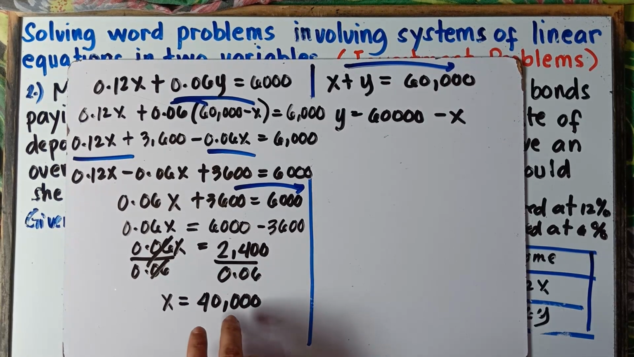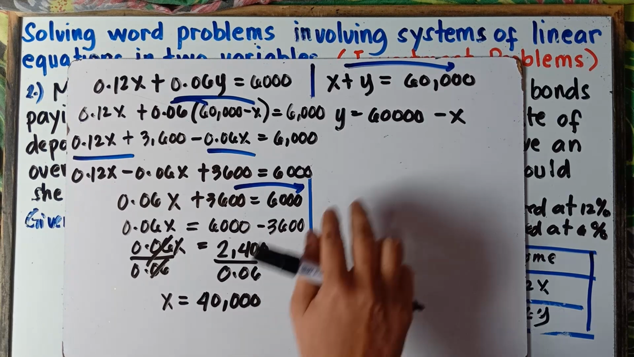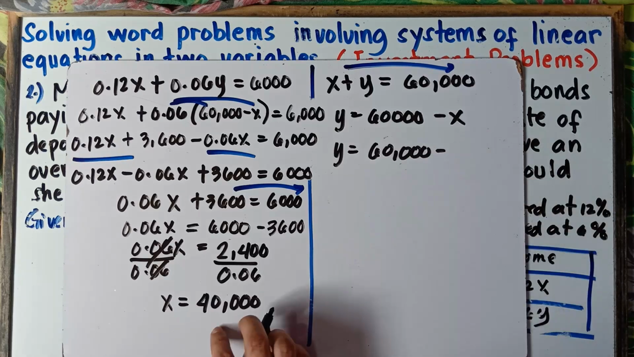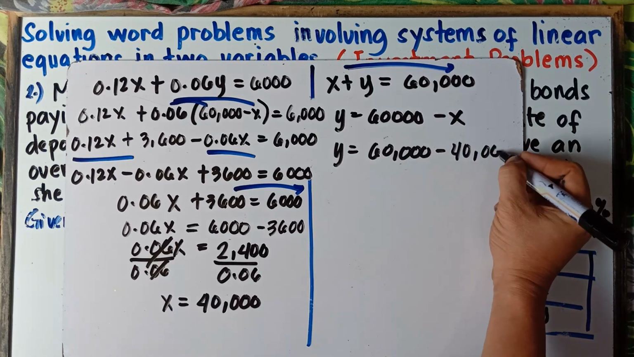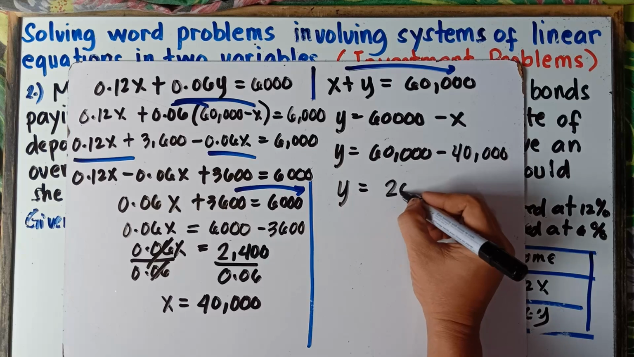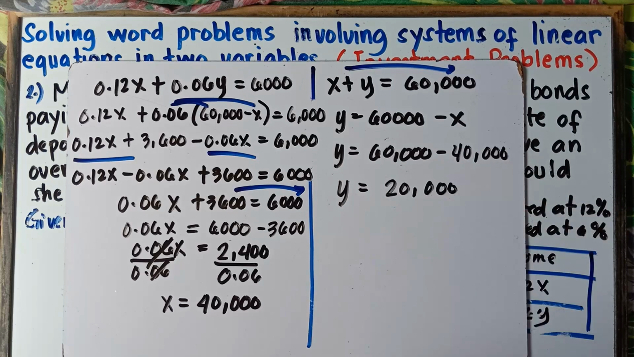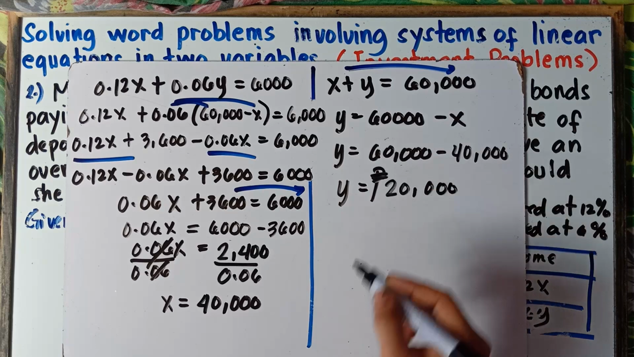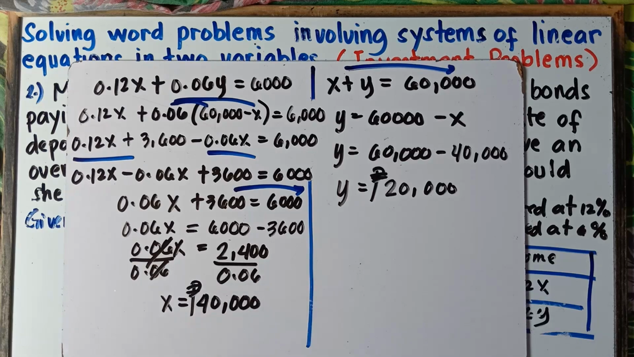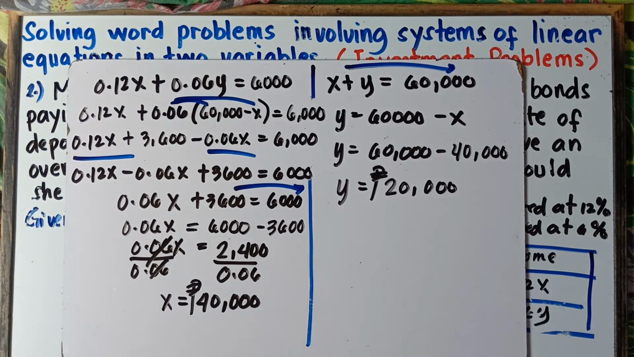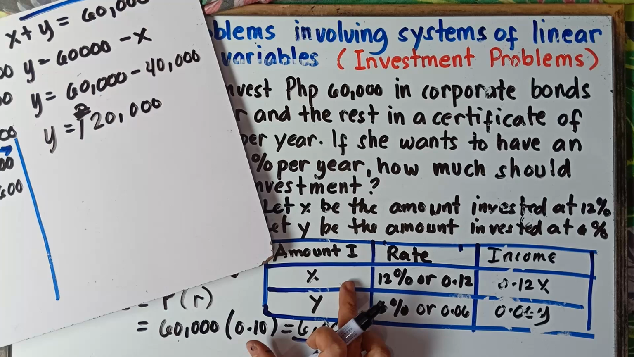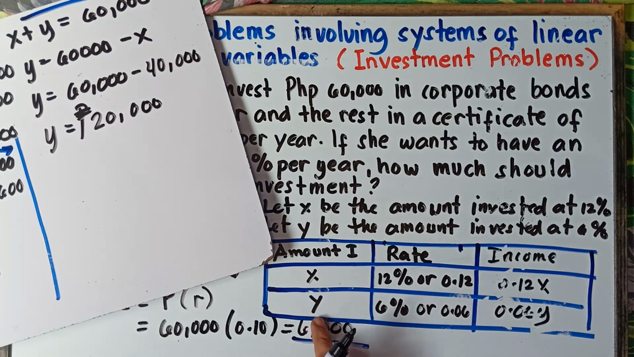And to get the value of y, simply substitute the value of x in this given equation. So y equals 60,000 minus the value of x, that would be 40,000. So y is equal to 60,000 minus 40,000, that would be 20,000. And let's not forget class the peso sign. So 20,000 for the value of y and then 40,000 for the value of x. So therefore class, we can say that 40,000 was invested at 12%. Once again class, x, that would be 12% per rate, y, that would be 6%.